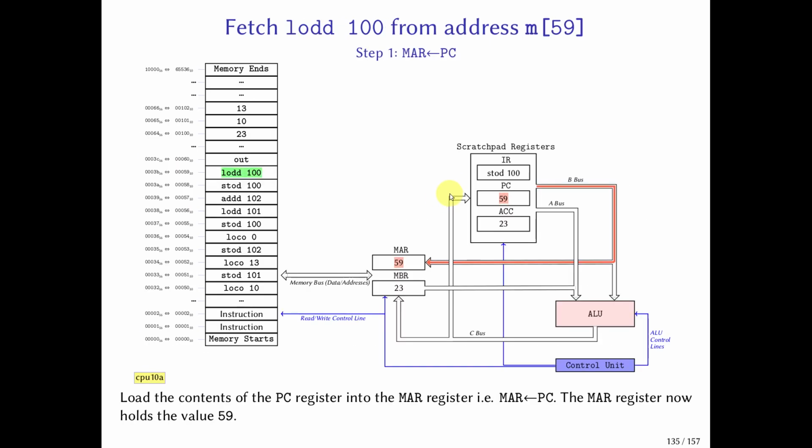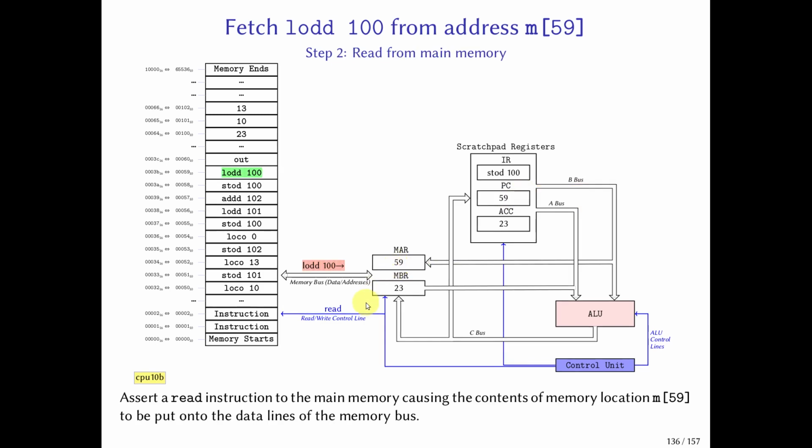You can see that step by step we take the value of the PC register and copy it to the memory address register, and the control unit then asserts a read instruction to the main memory. The main memory responds by going to cell 59, which is the address specified in the MAR register, looking at the contents of that cell, copying them onto the memory bus and then transferring that data to the CPU.